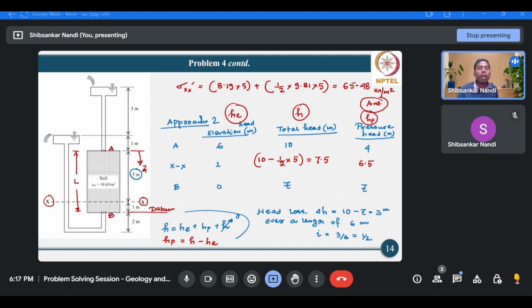In this way, we have got the elevation head, total head, and pressure head for all three sections, passing through point A, point B, and the section XX itself. Now, this pressure head multiplied by the unit weight of water is nothing but the pore water pressure at that level. If we multiply this pressure head with the unit weight of water, that will represent the pore water pressure at that point inside the soil mass.